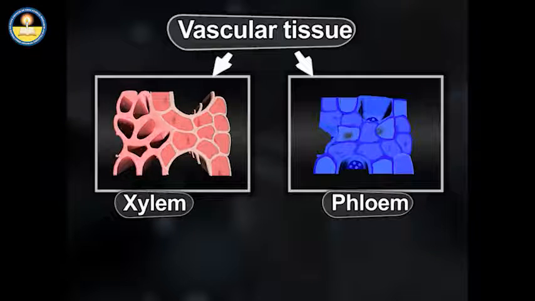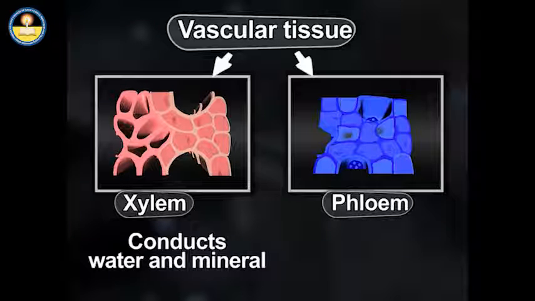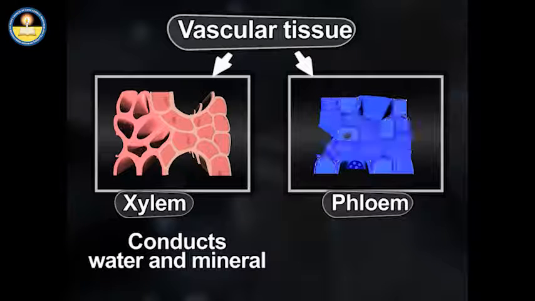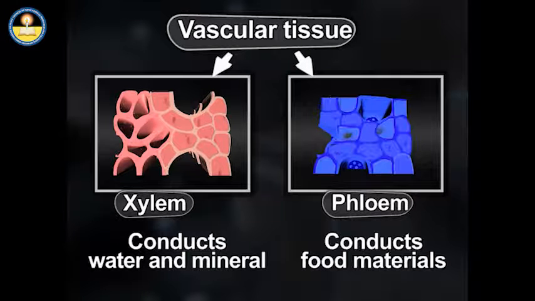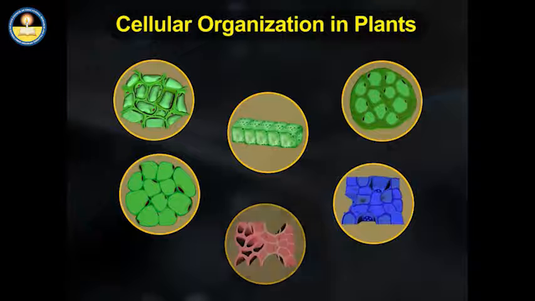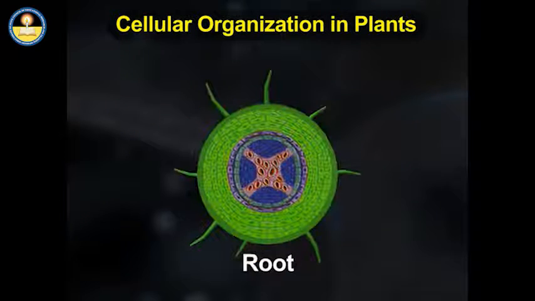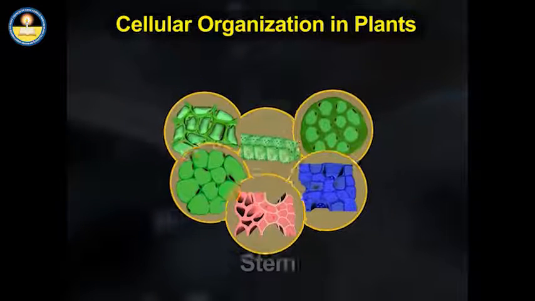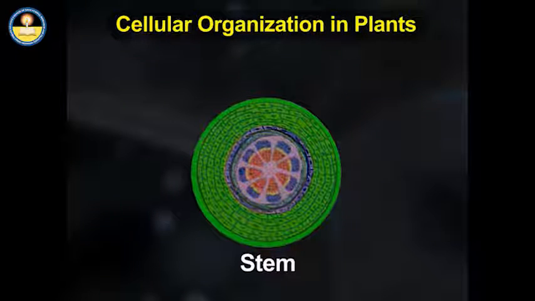Xylem tissue is formed from more than one kind of cells. It is a complex tissue meant for the conduction of water and mineral salts. Phloem tissue is also formed of a number of cells and responsible for the conduction of food materials. All of these tissue systems join to form an organ. The same set of tissues arranged in a slightly different manner form another organ of plant body.